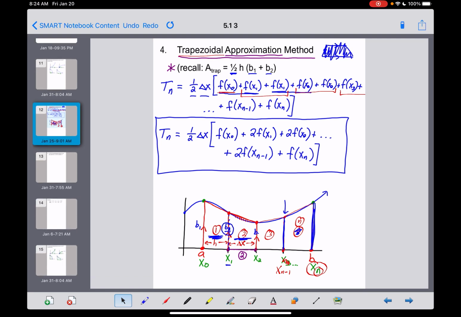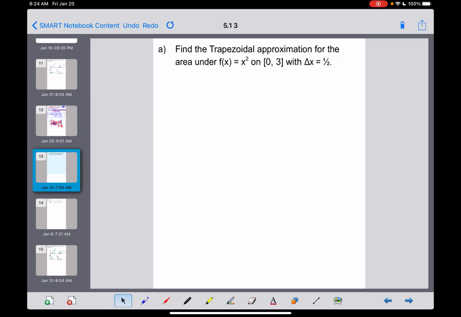Now, just because I want you to get some context to what we're doing, we're going to do the exact same problem again that we've already done 3 different times. We've used the left endpoint approximation method, the right endpoint approximation method, and the midpoint approximation method on this function, f of x equals x squared, on this interval from 0 to 3 with this step size, delta x equaling 1/2. We're going to do it again, except now we're going to do trapezoids. Now, nothing has changed.